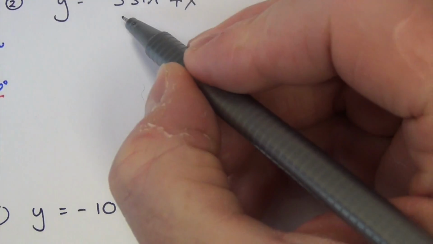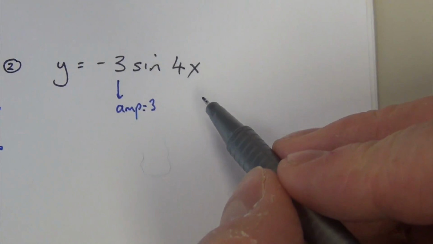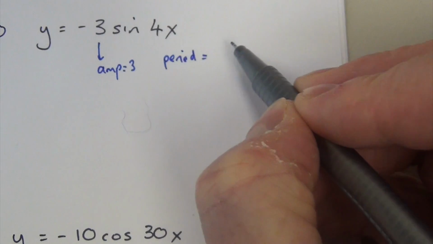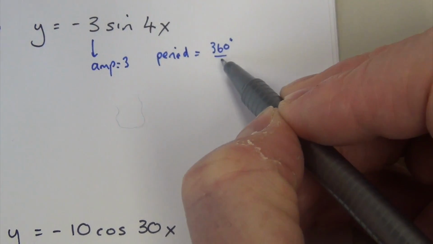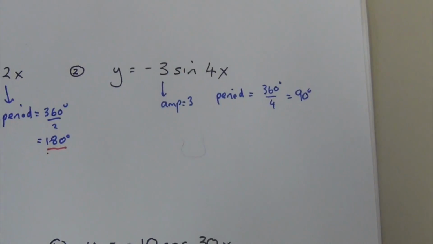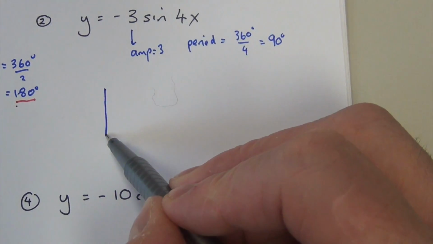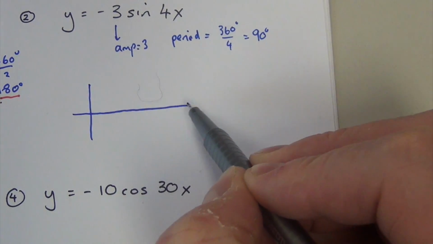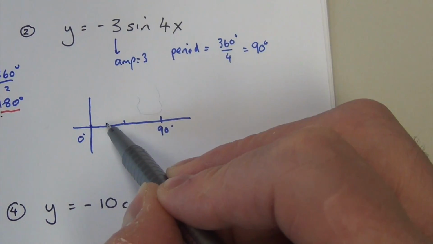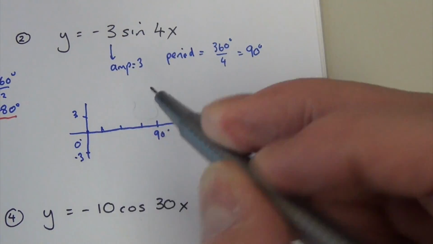Question 2 here, we know that amplitude equals 3, not negative 3 but positive 3. We know that the period equals 360 over 4, which equals 90 degrees. So we draw our graph now. Put that as 90, 0, cut it into 4, and we know that 3 and negative 3 is our amplitude there and there.